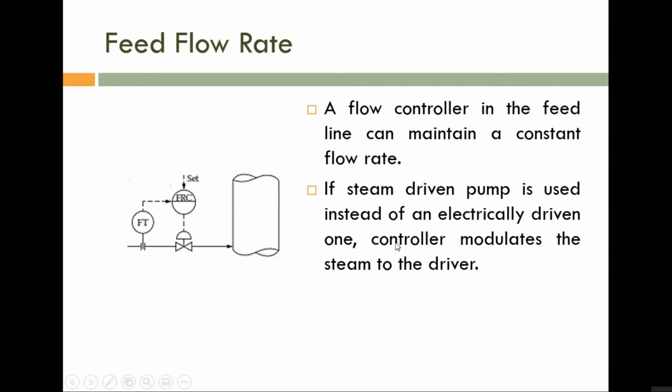Okay. So the first one is feed flow rate, a very simple DCS diagram. So please note down this diagram. Okay, so this one is a simple DCS diagram. So I think this one is a self-explanatory diagram. Am I correct? So what is happening here? I think you can explain this one.